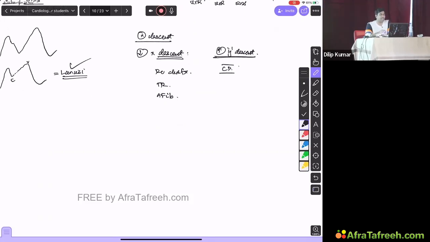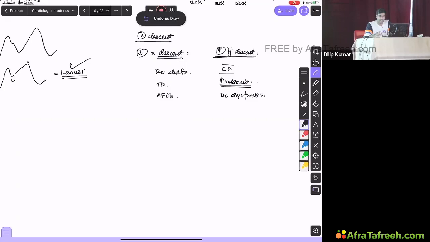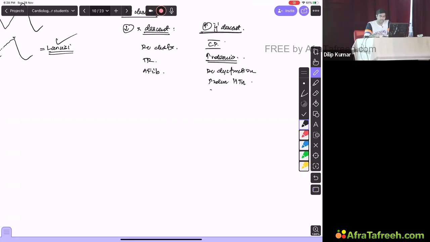Very prominent Y descent. Classic example is constrictive pericarditis and patients with hypervolemia and patients who are having RV dysfunction. More than RV dysfunction, you can say pulmonary hypertension, RV dysfunction, pulmonary hypertension, cardiomyopathies. In all these conditions, you will have a prominent Y descent. But the most important condition is constrictive pericarditis.